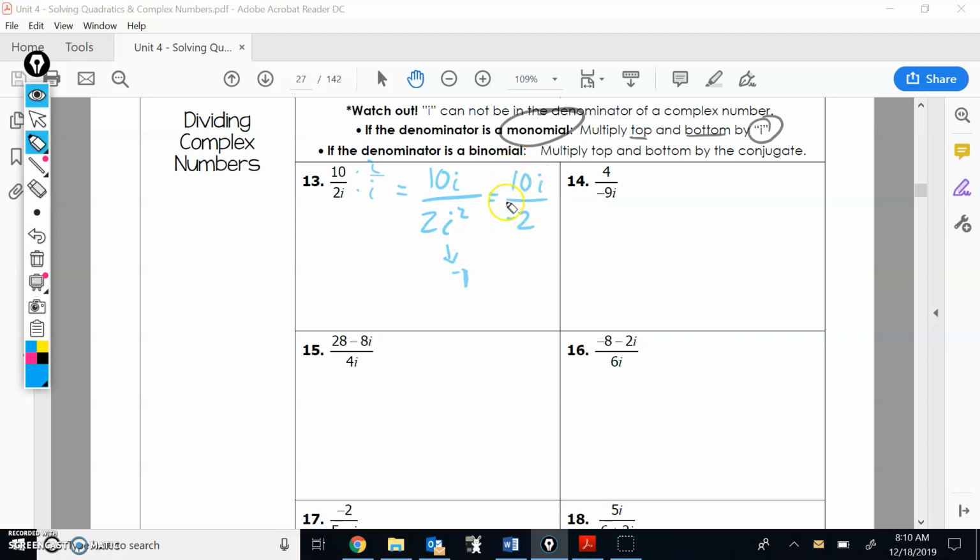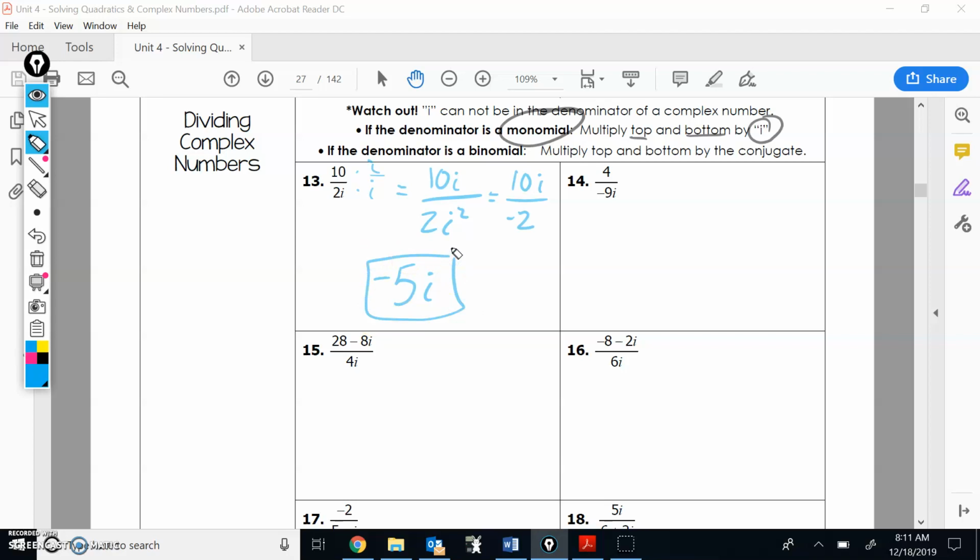This isn't simplified yet. Even though the i's out of the bottom, we can still divide the coefficients here, the 10 and the -2, because you can do multiplication or division with i's and real numbers. You just can't add or subtract them. 10 divided by -2 makes -5. So your final answer is -5i. Let's do one more of these.